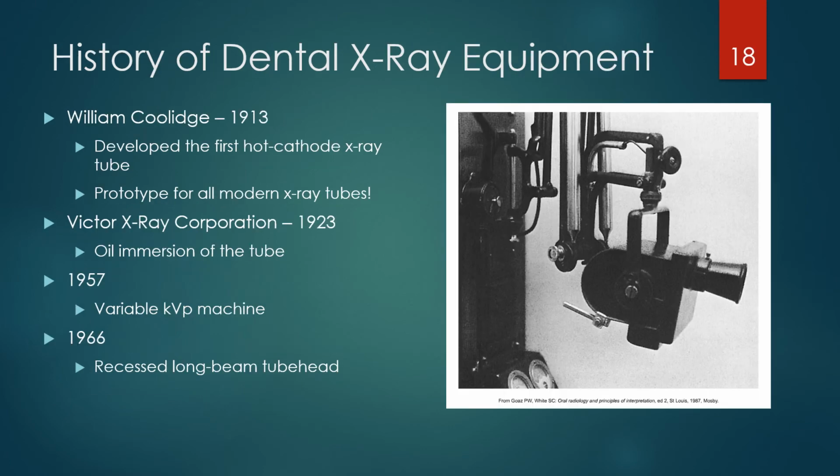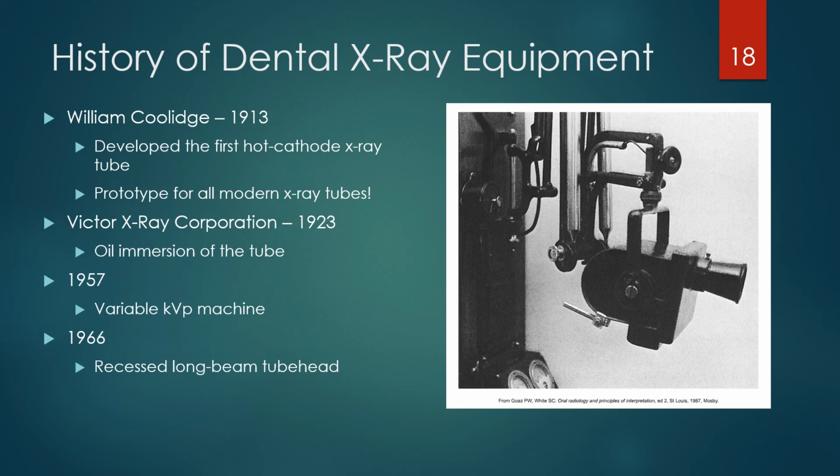Then in 1913, William Coolidge develops the first hot cathode X-ray tube, and this becomes the prototype for all modern X-ray tubes. Coolidge receives a U.S. patent for the tungsten filament, which is located inside the X-ray tube, and it allows for a better visualization of dental anatomy and tumors.